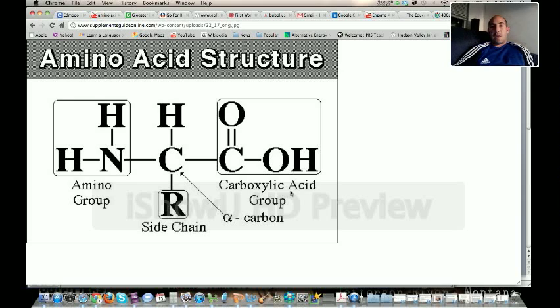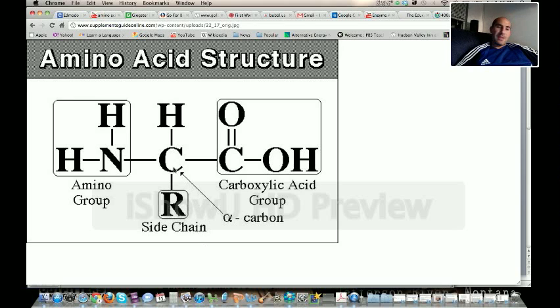We're going to go through the amino acid structure here just to review, nice and big on your screen. You've got your three main parts. You've got your amino group, NH2. You've got your COOH, which is your carboxylic acid group. And of course, you have your R group, which there are 20 R groups that make 20 different amino acids.